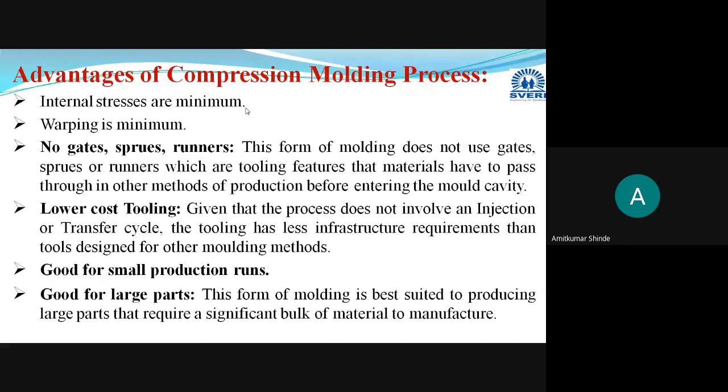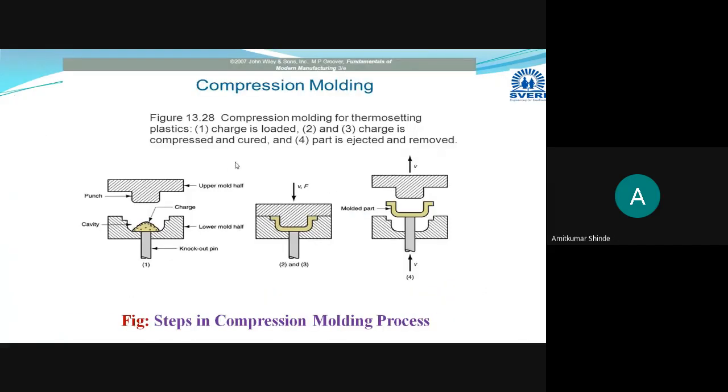The next advantage is that no gates, screws and runners are there. To perform this molding operation, to take the raw material, the charge or molten plastic, into the mold cavity, in this arrangement we are not going to use any gates, screws and runners. That's why it will reduce the cost of our tooling. Here only the charge is there, and directly on that charge we apply the pressure.